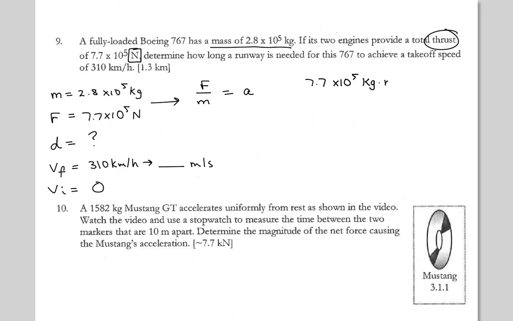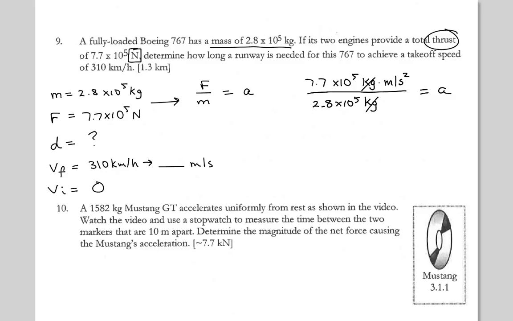Kilogram per meter per second squared. And then we're going to be dividing that by the mass, which is 2.8 times 10 to the 5 kilograms. And this will solve for A. Watch the units disappear. And then pump this into the calculator.